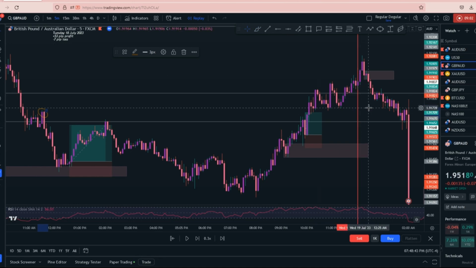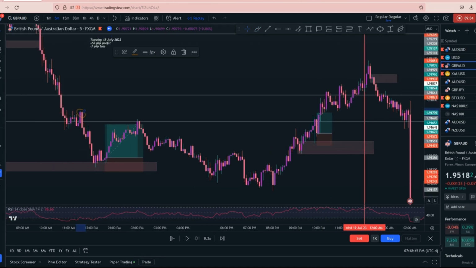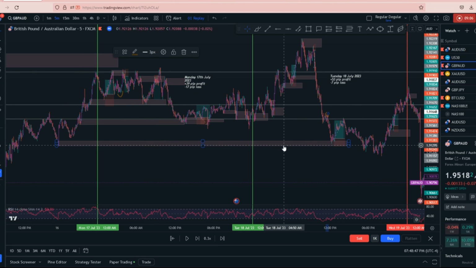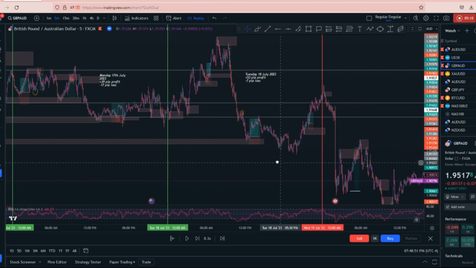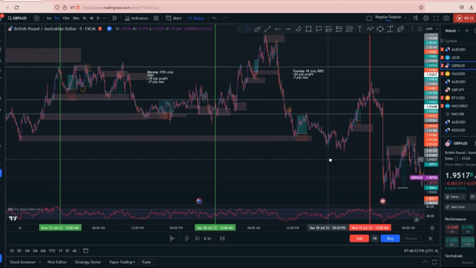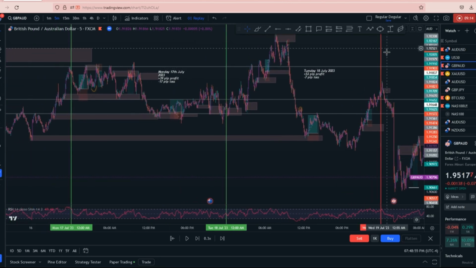All right, and so those are the trades from Monday and Tuesday. I'm actually gonna do Wednesday and Thursday in another video, and I'm learning a lot from this back testing. Today is Sunday, so I'm ready for the week ahead. I've already started marking up the GBP Aussie dollar chart for the week ahead.